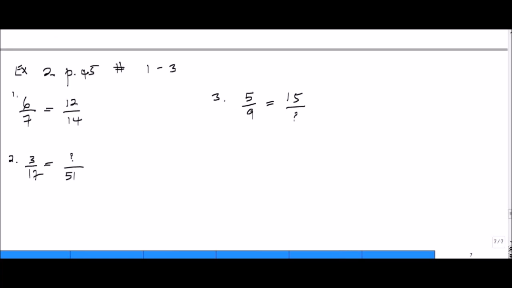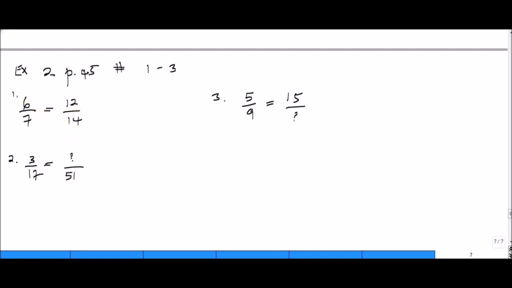So now we move on to exercise 2, page 45, and we're going to be looking at number 1, 2, and 3. Following the same principle of establishing what factor we can use to make equivalent fractions. So here they have in number 1, they did number 1 for us already. They have 6 sevenths is equal to 12 14ths.